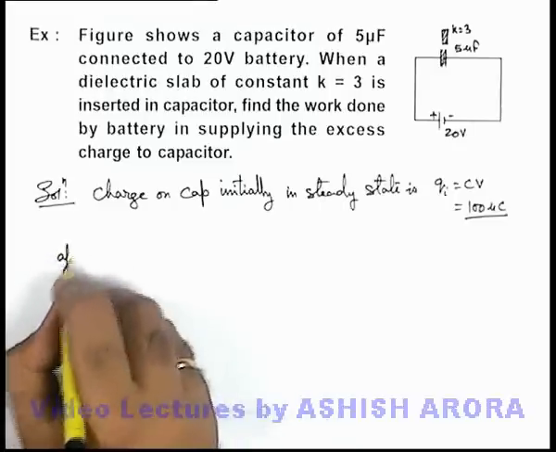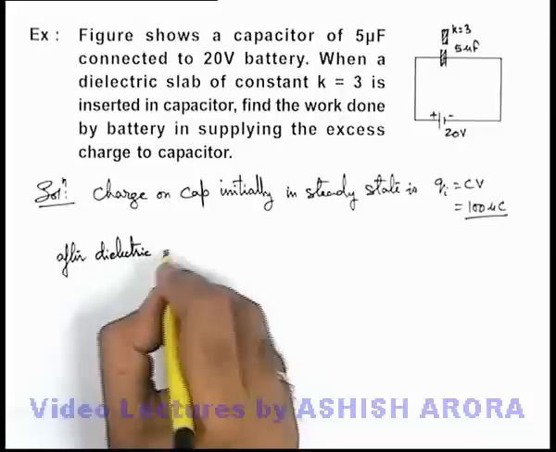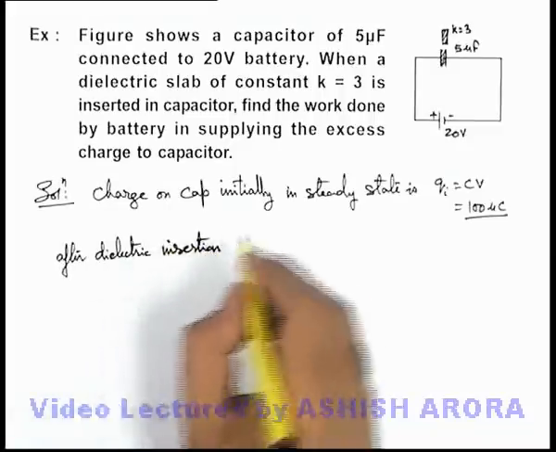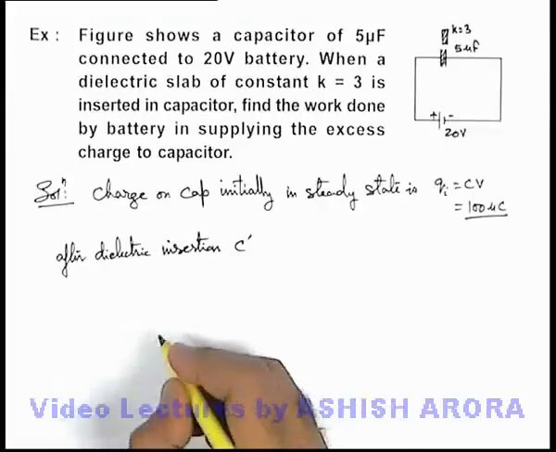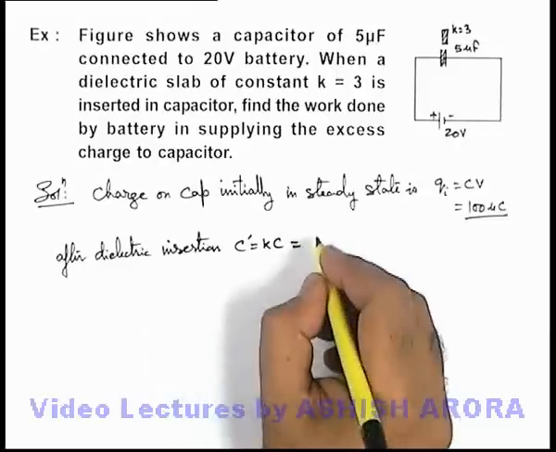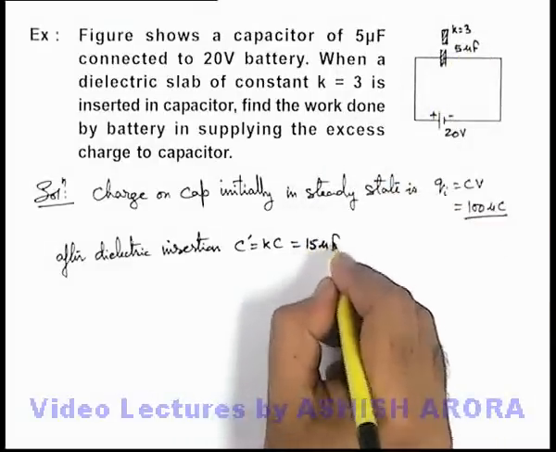And after dielectric insertion, if we calculate the new capacitance, capacitance will become C prime, which is Kc, we know. So this will be 5 multiplied by 3, it will be 15 microfarad.